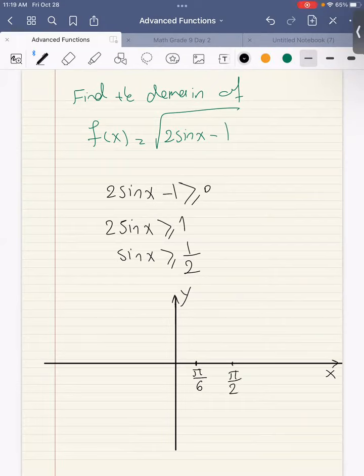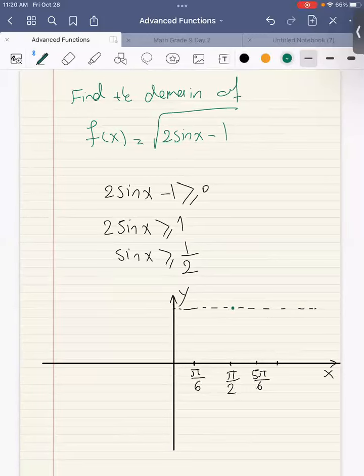And then again, you have 5 pi over 6, sorry, 5/6 pi, which is again 1/2, and then at pi it's 0. So imagine this is the maximum, which is pi half. So it goes up and then down. And then it goes like this.